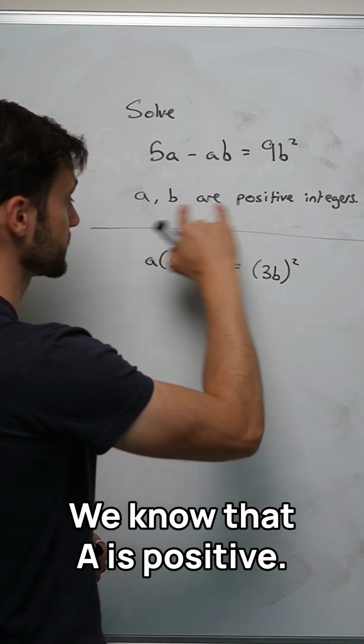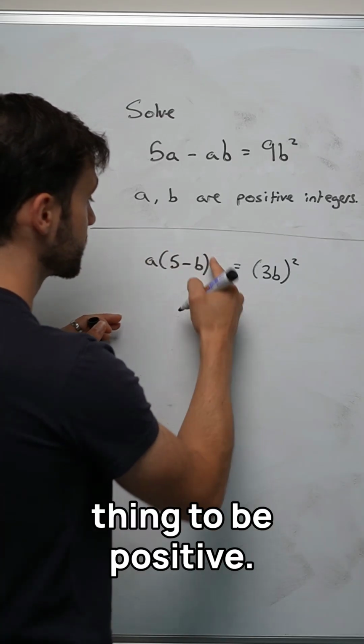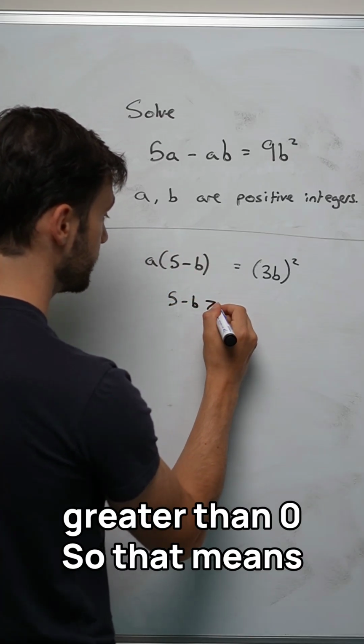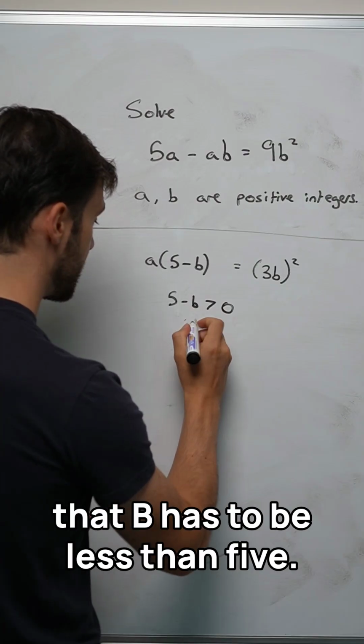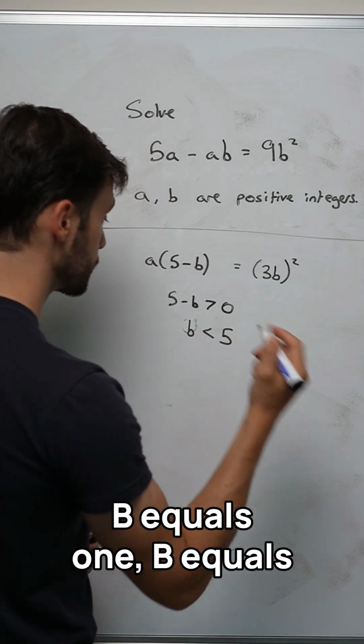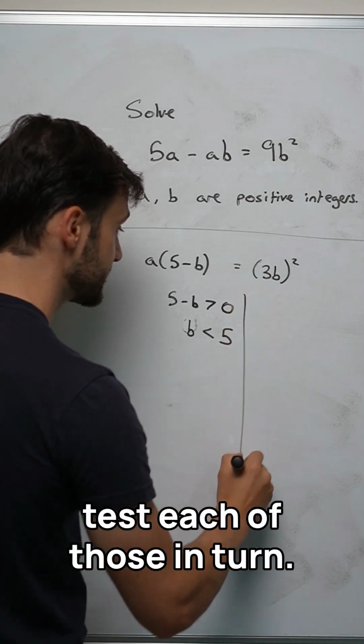We know that a is positive. 5 minus b is going to have to be positive for the overall thing to be positive. So 5 minus b has to be greater than 0. So that means that b has to be less than 5. So we have 4 possible cases here: b equals 1, b equals 2, b equals 3, and b equals 4. And we can actually just test each of those in turn.